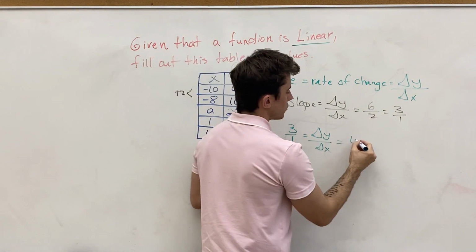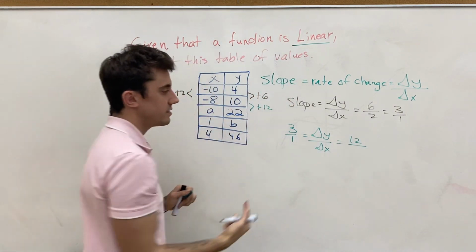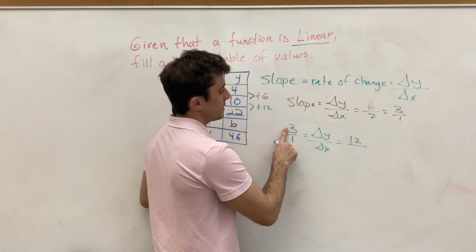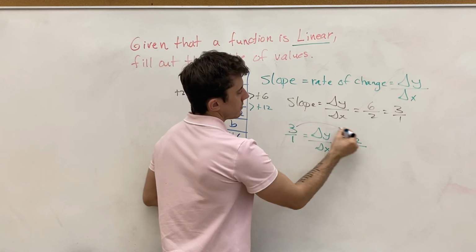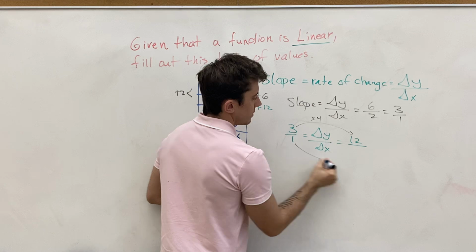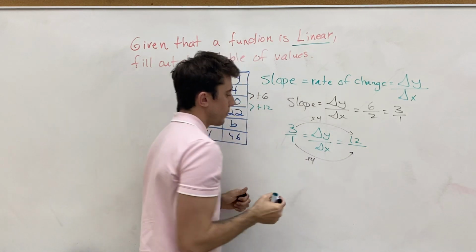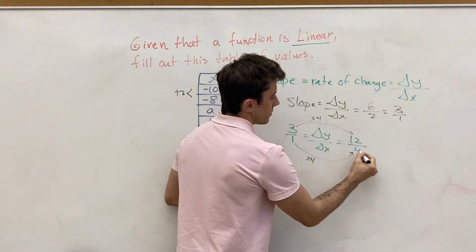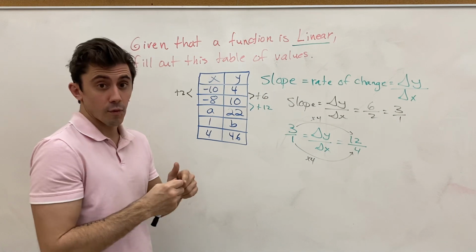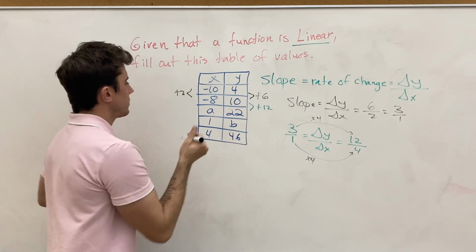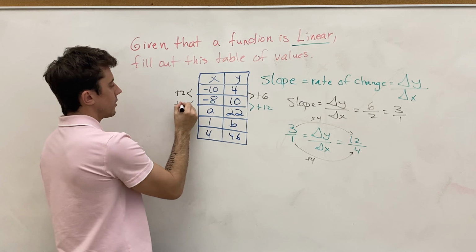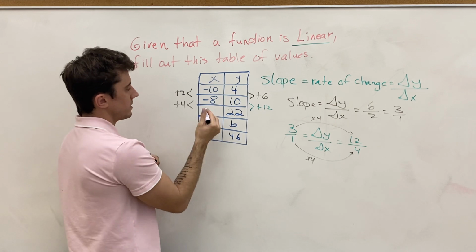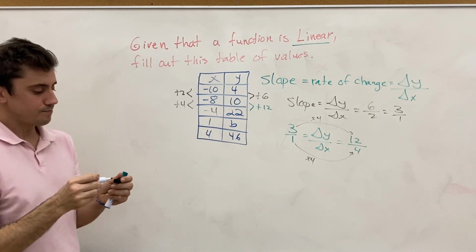So if we make delta y 12, what is the resulting change in x? Well, 3 times what would bring us to 12? Of course, that's 3 times 4, and so the same multiplicative factor in the bottom means that 1 times 4 results in a change in x of 4, right? As y goes up by 12, we see a resulting change in x of 4, okay? So, -8 plus 4 means that a is really -4, okay?